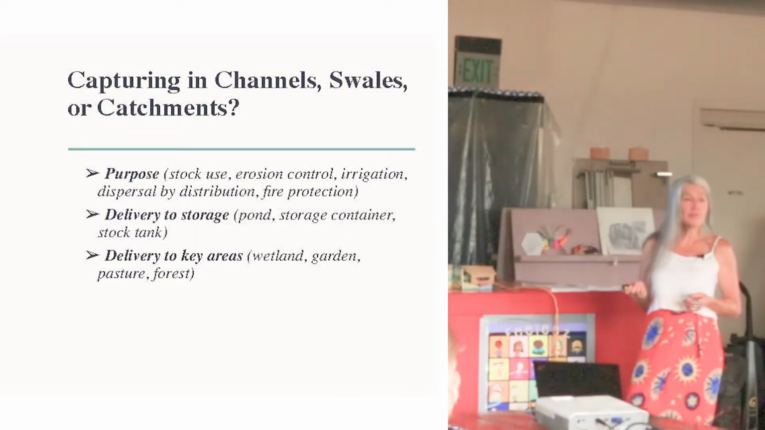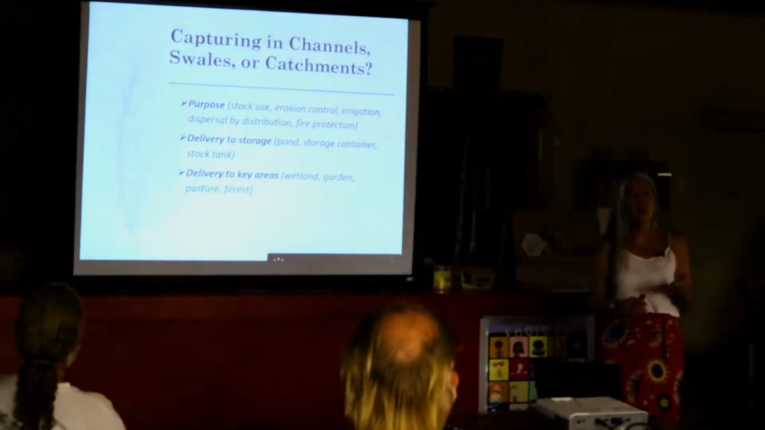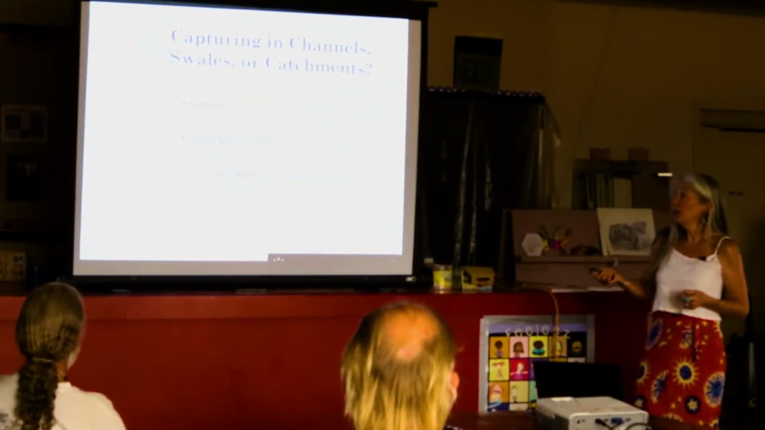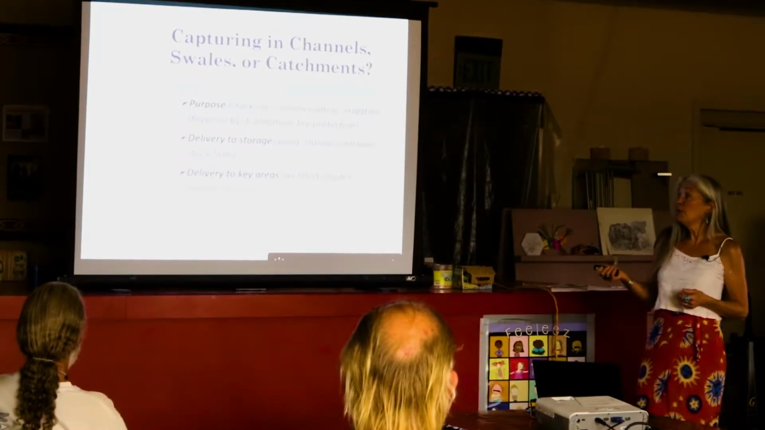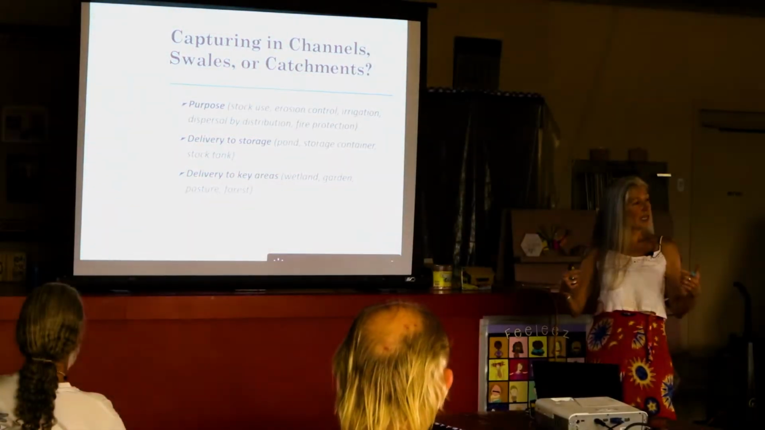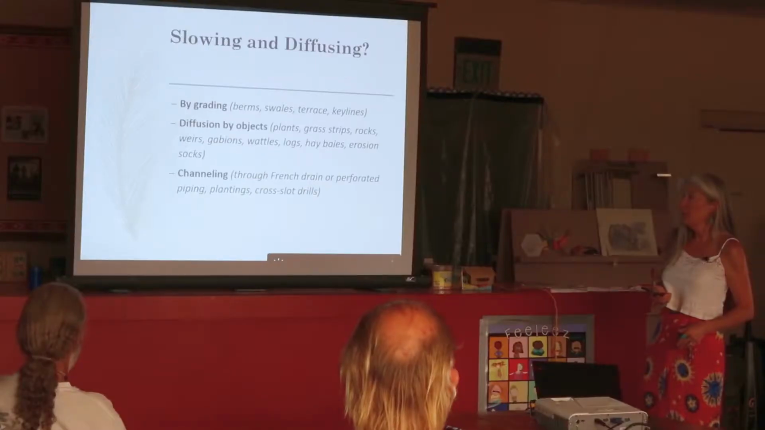And then how are you going to deliver it? If you're capturing it somewhere and then delivering it to a storage area, be that a wetland, a pond, a container, you need to know how you're going to move it, and then from that container, how are you going to move it to the key areas that you want to use it. So think that all through, and that's going to help guide you in what kind of a system you need. Now, of course, the element that isn't up here is your property, the conditions on your property, your soil, etc. So those factor in too, but this is the first step that you want to go through.